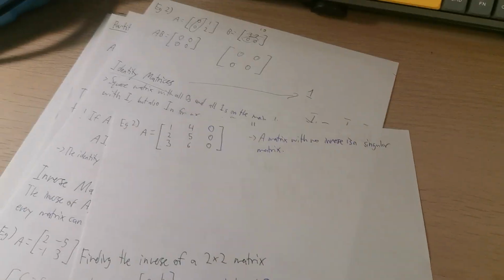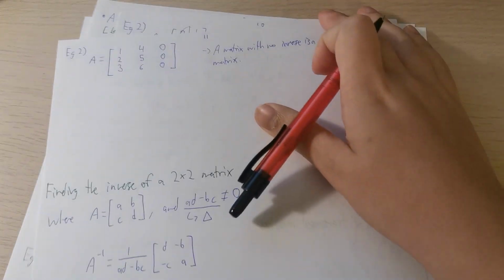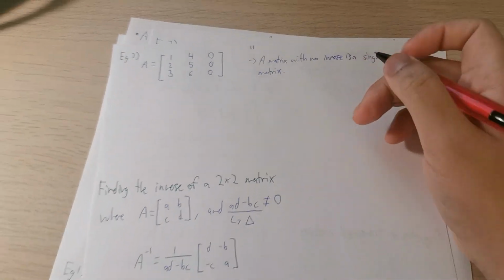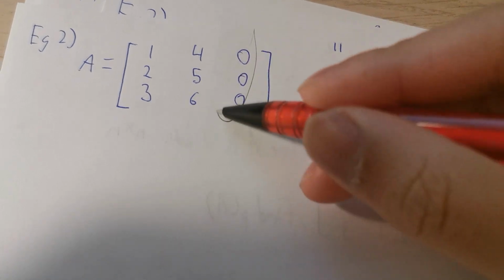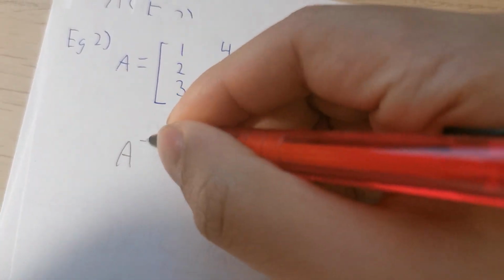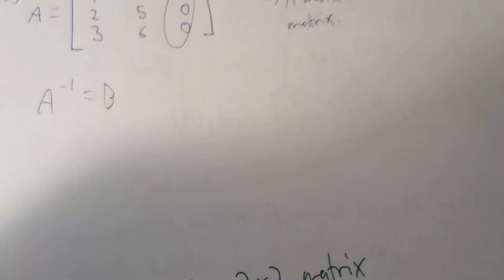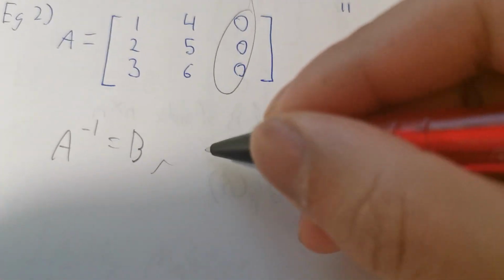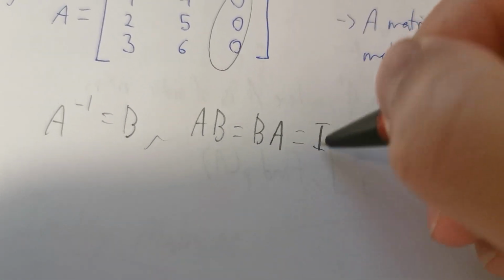And here I want to show you something. It says here a matrix with no inverse is a singular matrix, and I can show that we can't have an inverse for this, and it's because of these three zeros here, right? Let's pretend the inverse of A, as we're trying to find it, is B, just as a temporary thing to make it clearer. If we want that to be true, then AB has to be equal to BA, which has to be equal to the identity matrix.